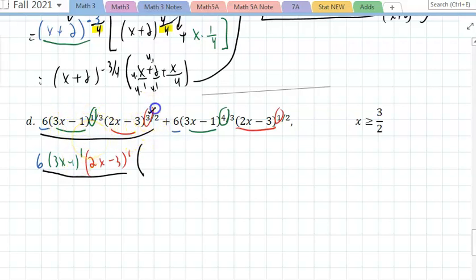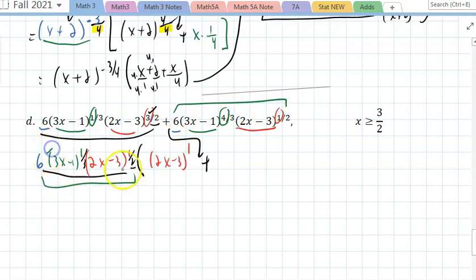If I take 3 over 2 minus, I forgot to put the over 2 and I forgot to put the over 3. 3 over 2 minus 1 over 2 is 2 over 2. And 2 over 2 is 1. Plus, if I take now this term divided by this term, the 6's cancel out, the 2x minus 3 to the 1/2 cancel out. If I take 3x minus 1 to the 4/3 divided by 1/3, 4/3 minus 1/3 is 3/3, which is 1.